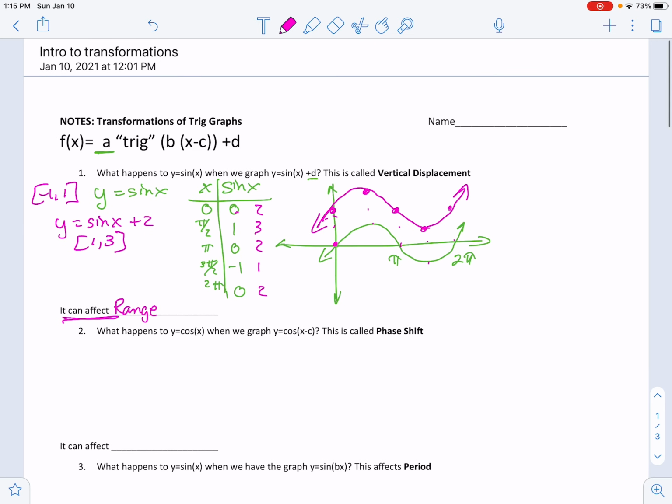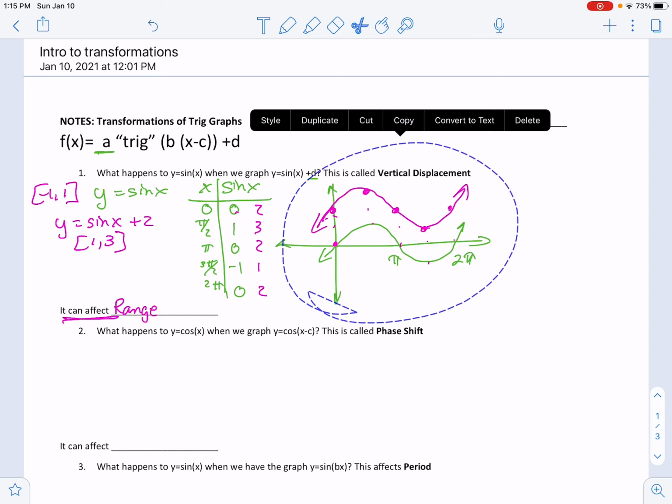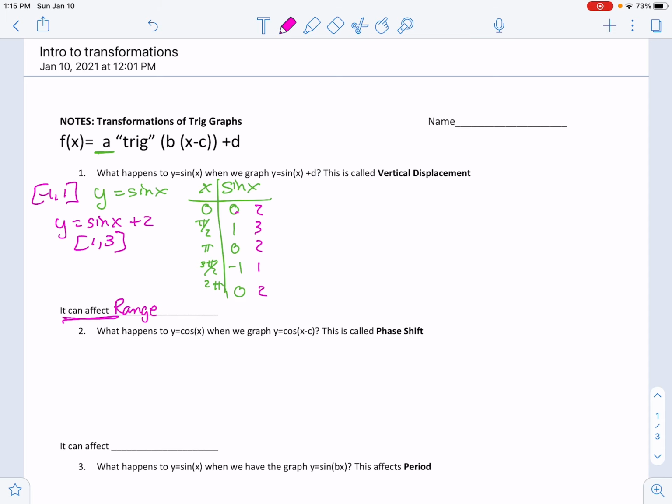Think about the tangent function. So I'm going to get rid of the sine and put in the tangent. The tangent graph goes like this. It goes through 0, 0, and it has asymptotes at pi over 2. And the graph goes like this. Now, if I add 2 to the y value, it's going to shift this up and this up and this up. So my new graph ends up here.